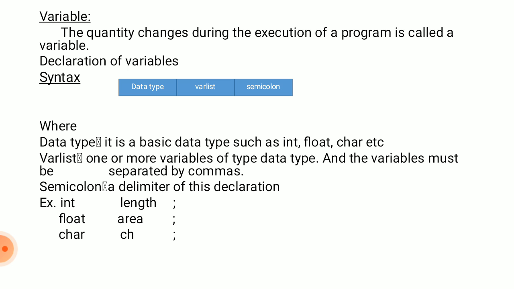Now, in the example here you can see int. Int is a data type, length is the variable list and the semicolon is a delimiter. Here, length is an integer type of data. Float is the data type, area is the variable list, followed by a semicolon. Char is a character type of data, ch is a variable and a semicolon. So, here I have declared different types of data.